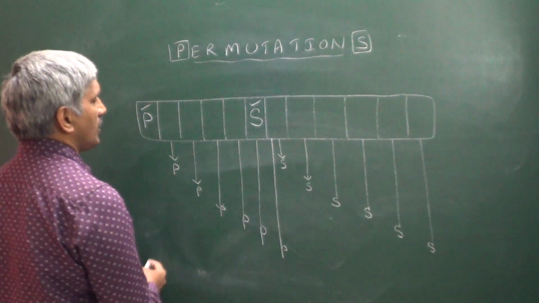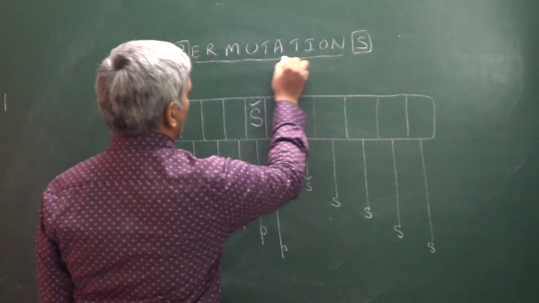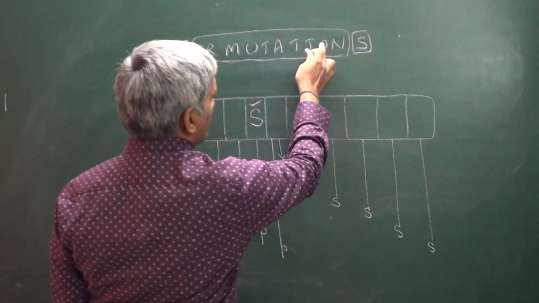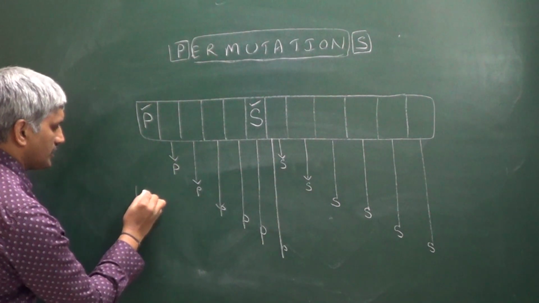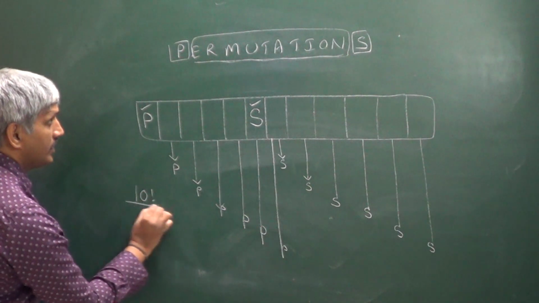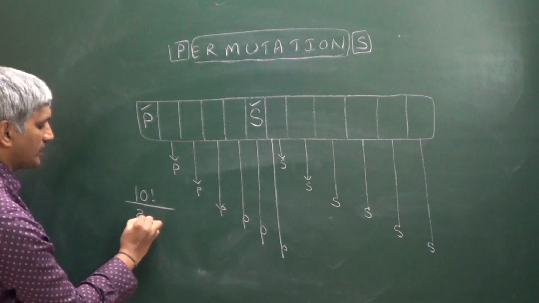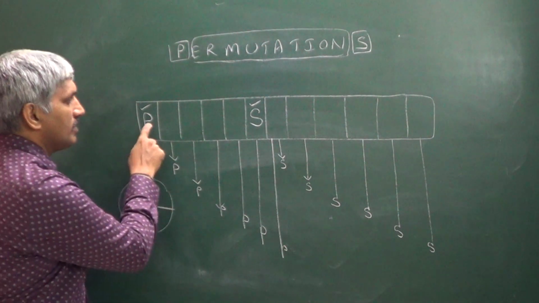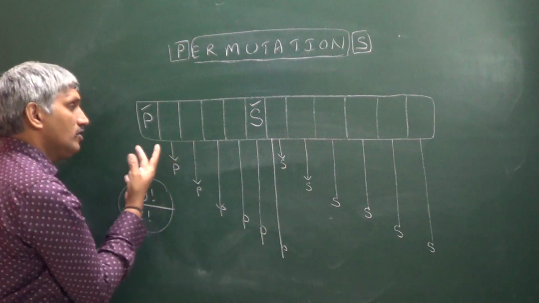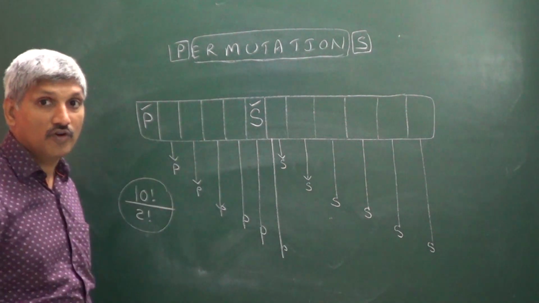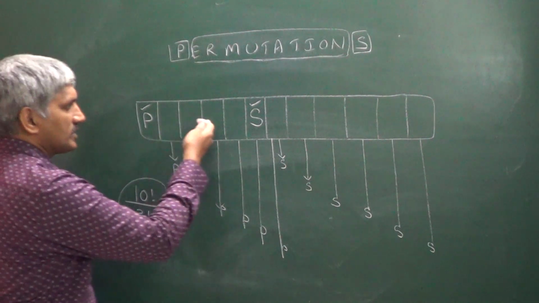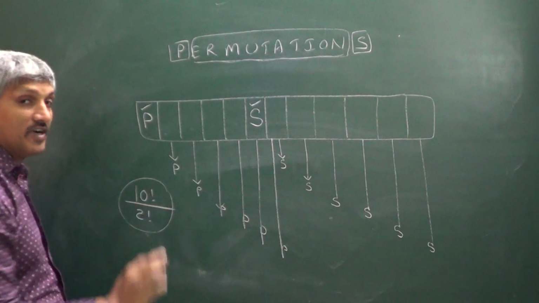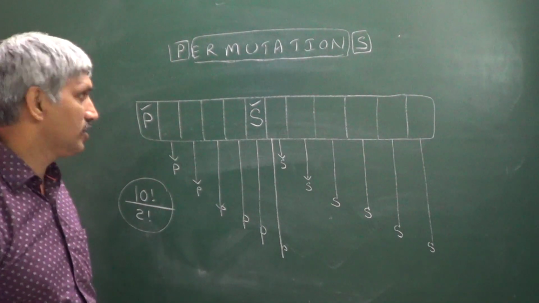Now how many letters remain? The remaining letters are these, total 1, 2, 3, 4, 5, 6, 7, 8, 9, 10. They can be arranged in 10 factorial divided by 2 factorial, since T is there 2 times. Between P and S there must be 4 letters. Yes, now the 4 gaps are there. So the remaining 10 places can be filled in 10 factorial by 2 factorial ways in this case.